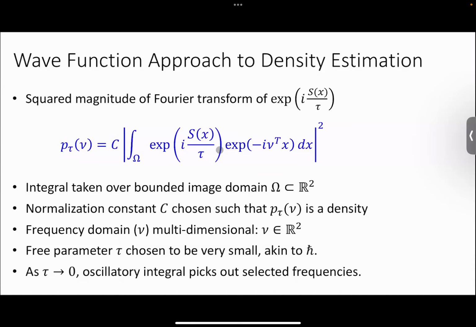Now, what we want to show you is that this does something very interesting, bringing out the complementarity that's inherent in taking the complex exponential of a distance function. What is going to happen is that because S of x is a distance transform, and you are taking the complex wave representation and hitting it with a Fourier transform, for values of tau that are very, very small, you're going to have high fluctuations, and most of the fluctuations will cancel out. In a highly oscillatory integral, only the frequencies at which you get a hit will get picked up. And that's essentially what happens in something called the stationary phase approximation.